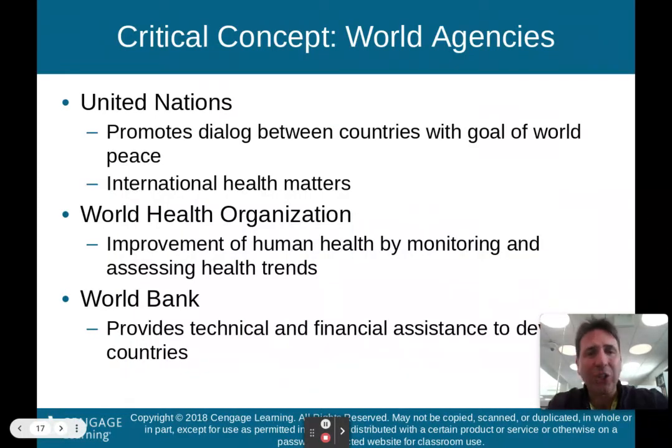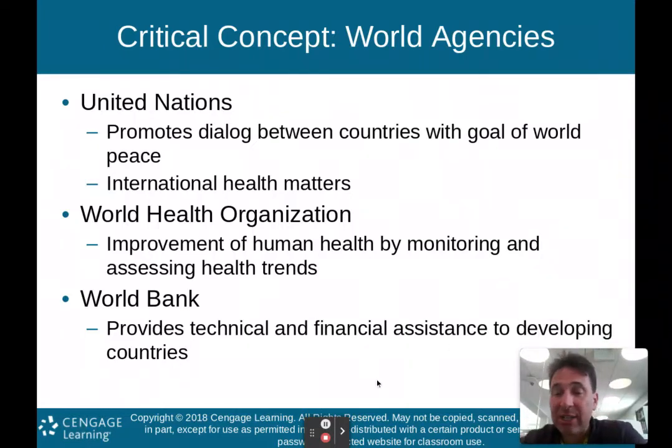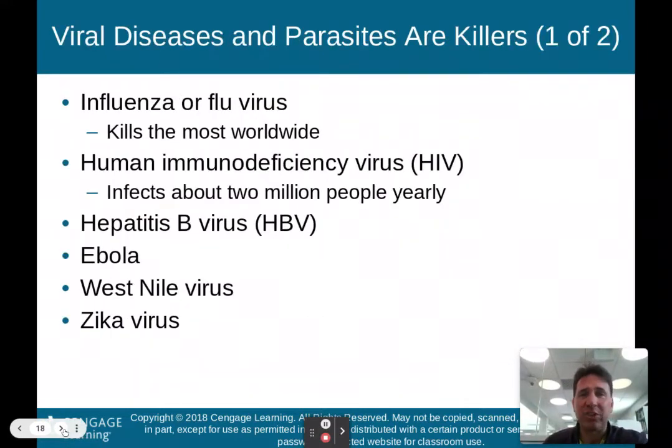All right, so let's talk about some of the world agencies that work with infectious diseases. First, we have the United Nations, which promotes dialogue between countries with the goal of world peace, and also everyone healthy as well. They deal with world matters and international health matters. We have the WHO, the World Health Organization, improvement of human health by monitoring and assessing health trends throughout the world. And then we have the World Bank, which provides technical and financial assistance to developing countries. If there is an outbreak of tuberculosis or a disease, like COVID, the World Bank may step in and supply countries with money they need to help mitigate the risk from these infectious diseases. So just understand what these world agencies do.